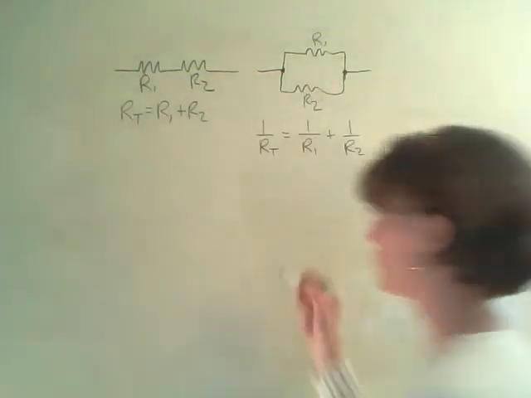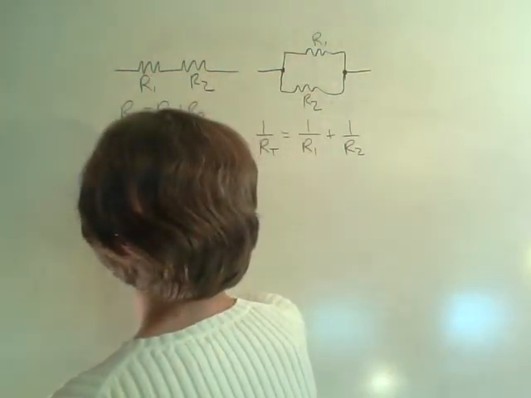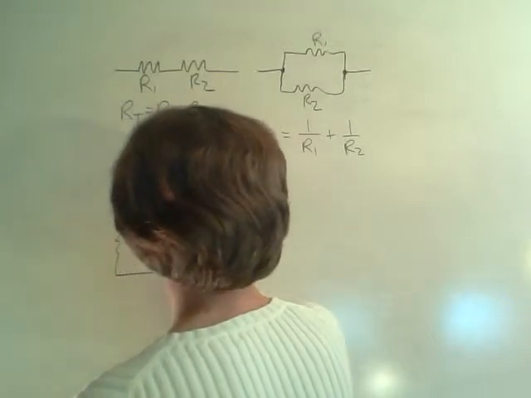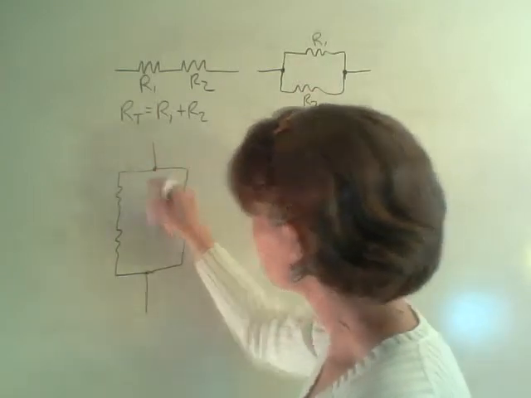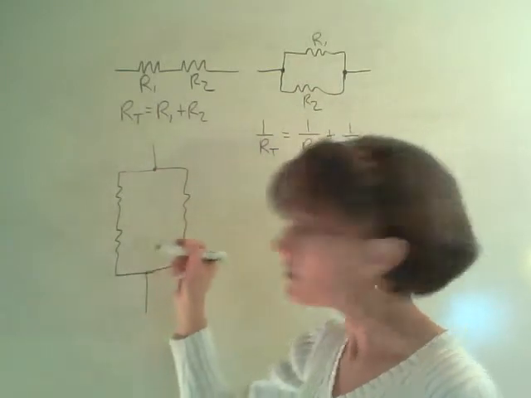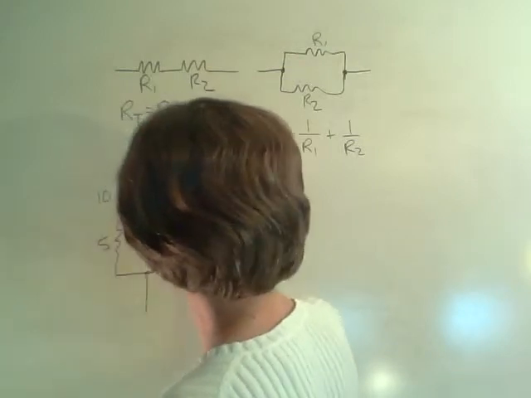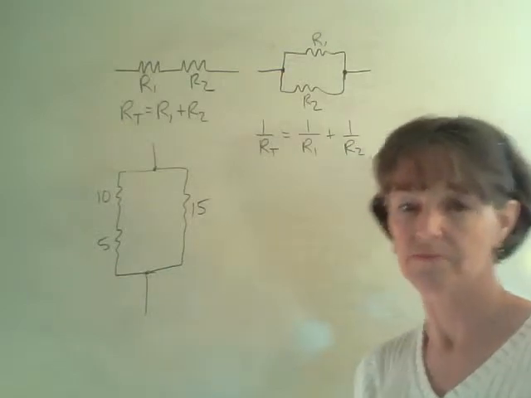Well, let's do this circuit. Let's say we have a resistor here, come over here, a resistor here. Okay, so I have 3 resistors. Let's say that this one is 10 ohms, this one is 5 ohms, and this one is 15 ohms. All right, well, how do I work with this?